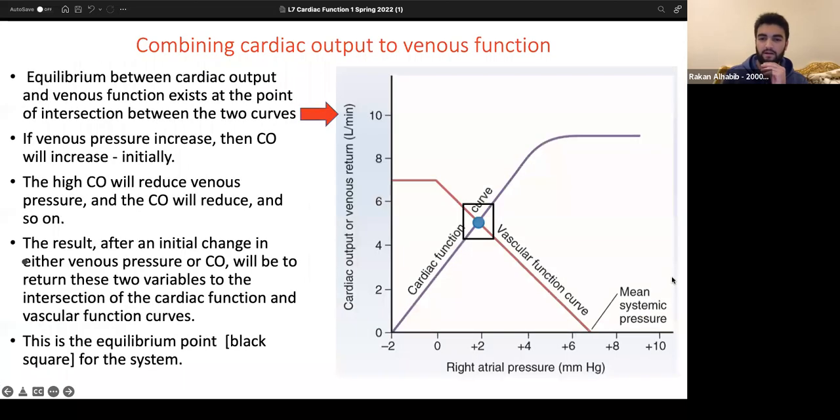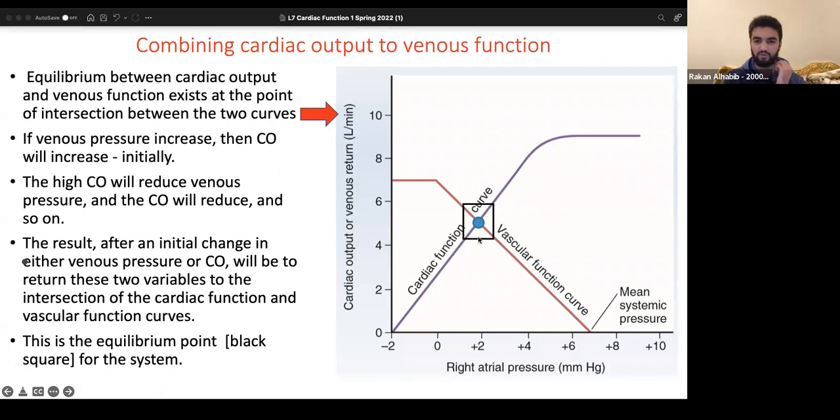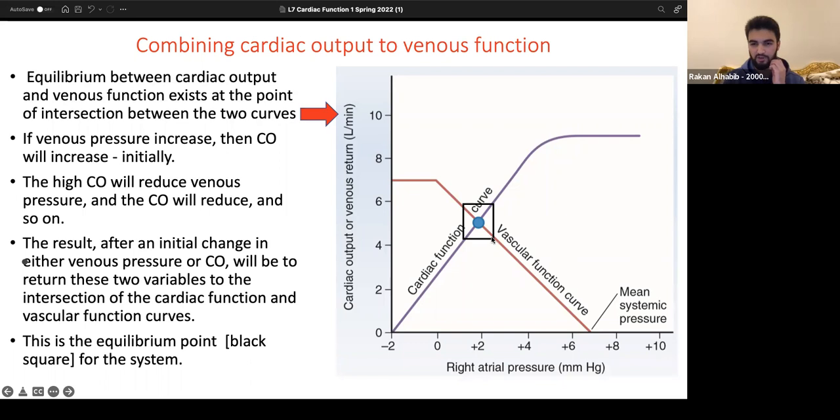Here he's just explaining the venous return curve. If I increase the venous pressure, I will increase the venous return, and therefore a higher cardiac output, and then by having higher cardiac output, you'll have less venous return, and this is a loop. Last year he had arrows on this. It usually happens around this, but usually it occurs at this place.